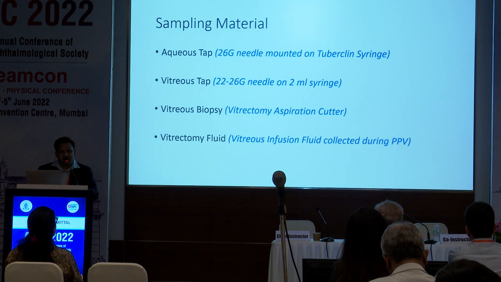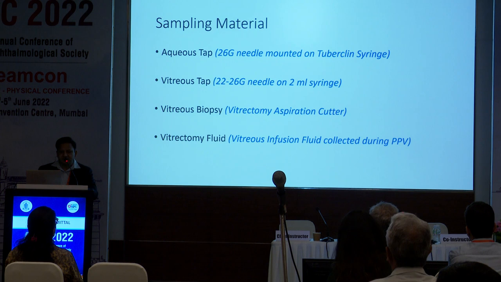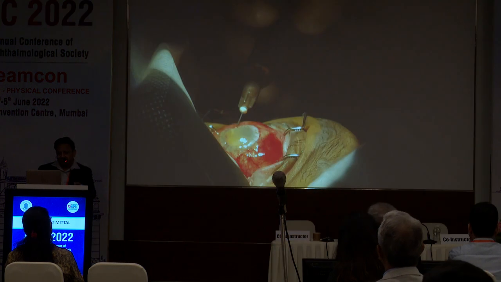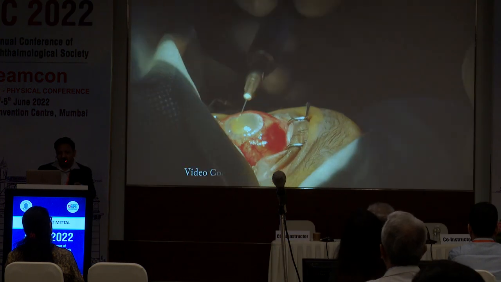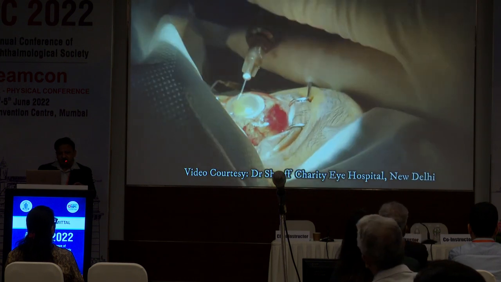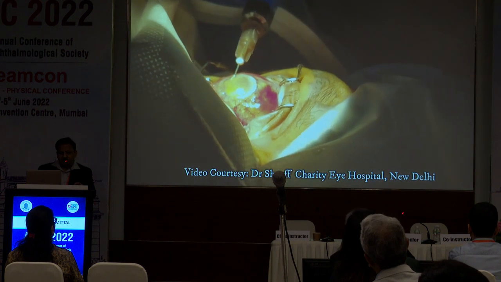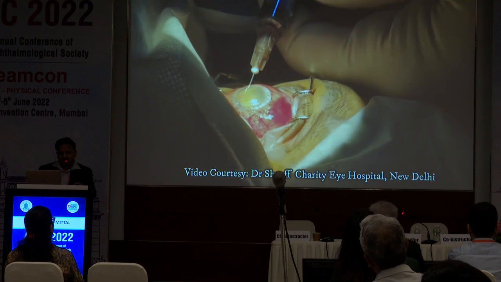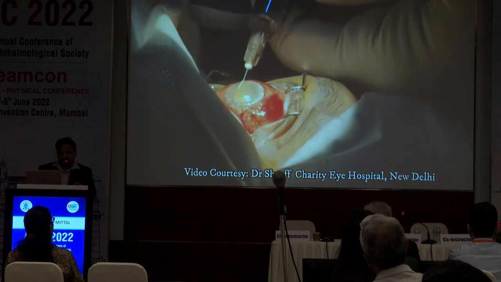The sampling material that we often use is the aqueous tap, the vitreous biopsy, and the vitrectomy fluid. I need not go into the sampling details because the previous speakers have already covered these things. So I'll just go over the techniques of how to take these samples. This is the first one, the aqueous tap. This is a video courtesy Dr. Shroff's Charity Eye Hospital. Generally, we mount a 26 gauge needle over a 1 cc tuberculin syringe, withdraw the plunger and collect the sample into this syringe.